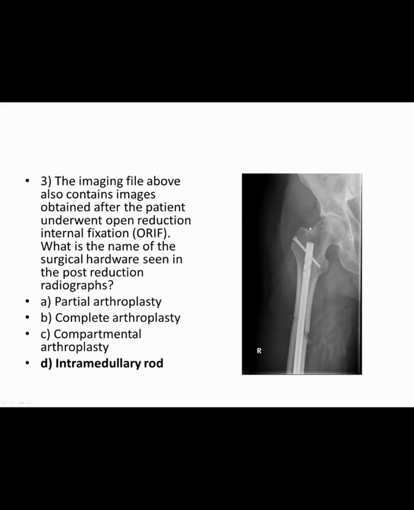And what that's called is an intramedullary rod, so in the medullary canal. And that is the correct answer. I will go through examples in the next slide of what the partial or complete arthroplasties versus a compartmental arthroplasty might look like.